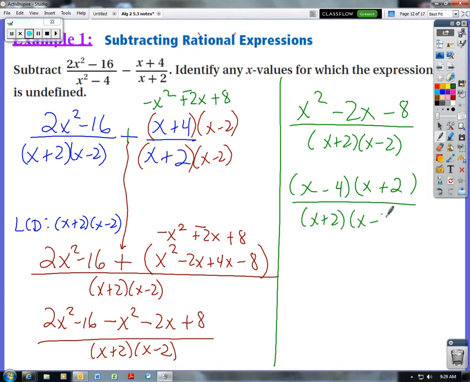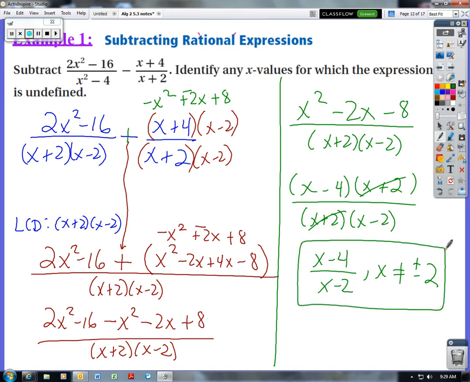You do need to keep simplifying if you can, so it's important to check. My x plus 2's are going to cancel, so I'm left with x minus 4 over x minus 2. X cannot equal, and we have to go back up to our original one before we cancel. Then we've got negative 2 and positive 2 there. You don't want to base it on the final result because this came from this. Here's the final answer.